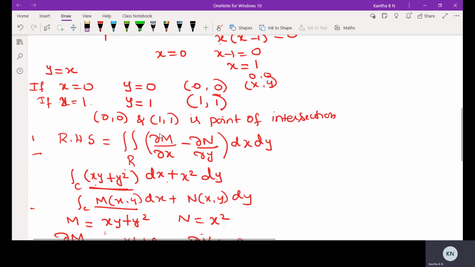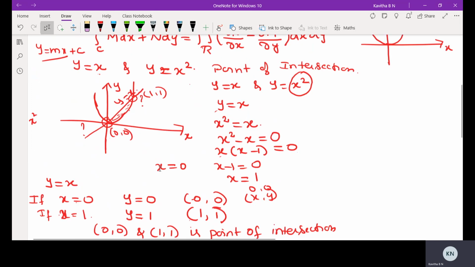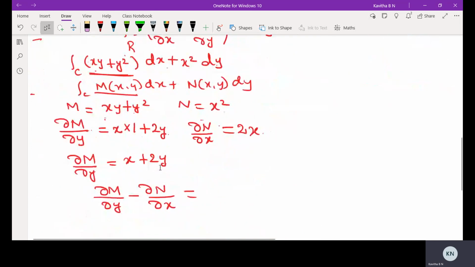Okay, your formula is here: del n by del x minus del m by del y. Then del m by del y is equal to x plus 2y, and del n by del x is 2x. Okay, then next.